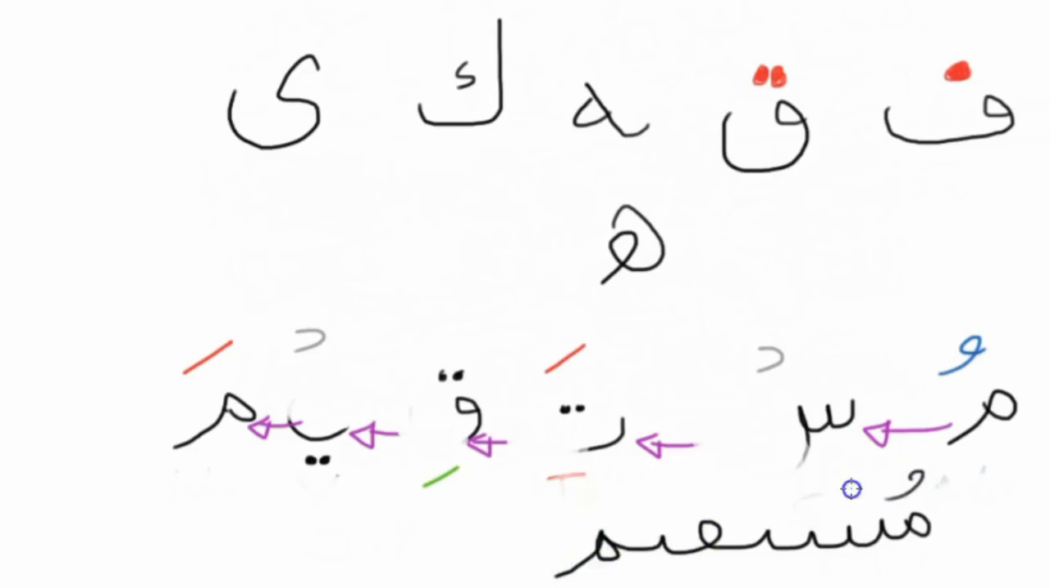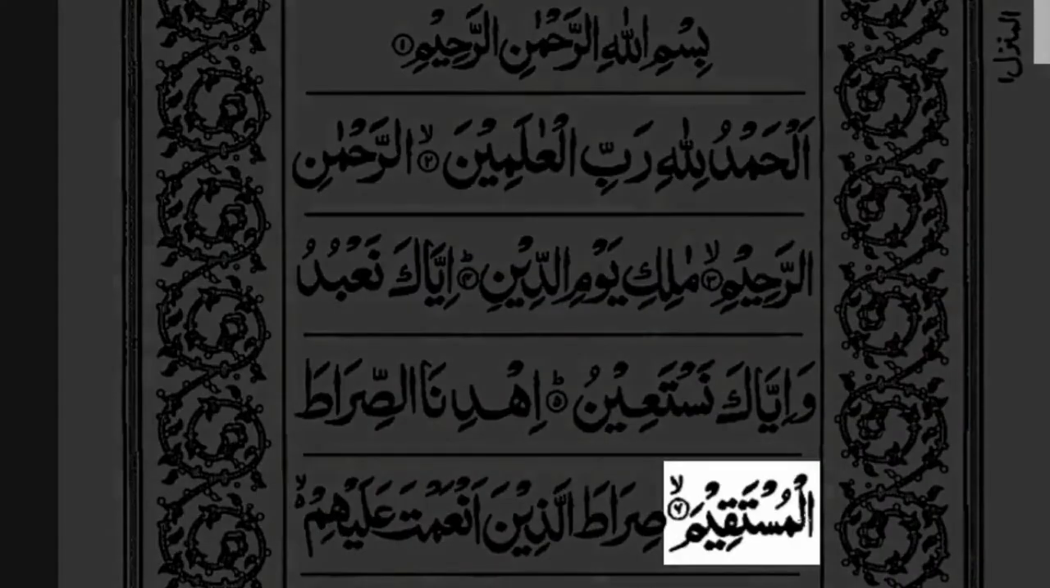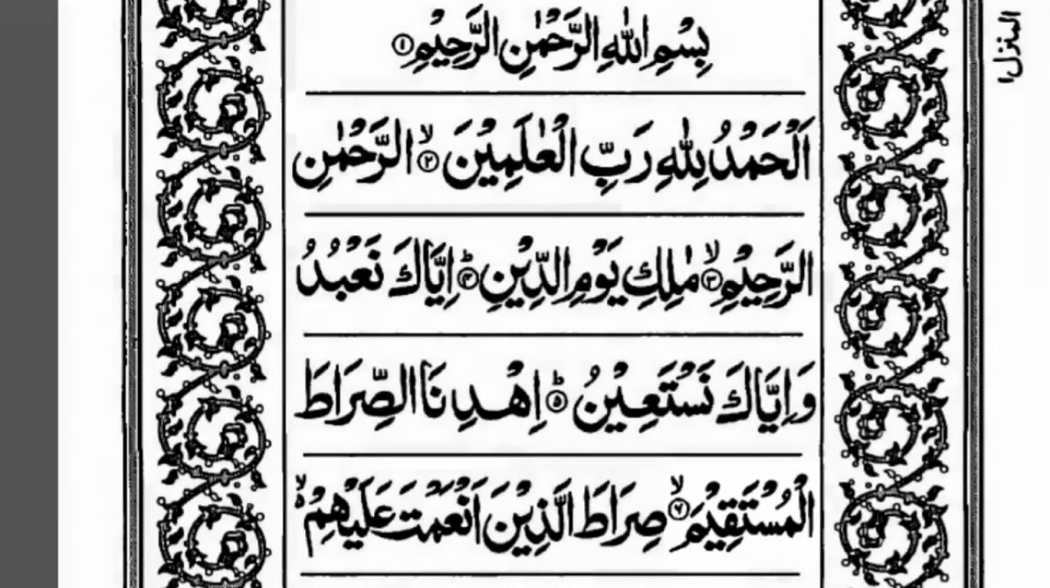So mus, ta, qi, ma, mustaqima. Okay, you can pronounce it yourselves as well. And if you look in the Quran, in Surah Fatiha, you have this word here, mustaqima.